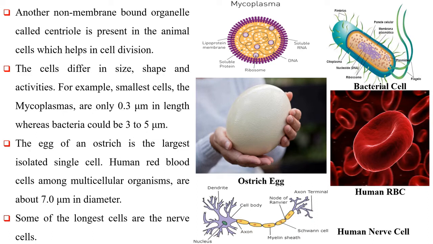The cells differ in size, shape, and activities. For example, smallest cells, the mycoplasmas, are only 0.3 μm in length, whereas bacteria could be 3 to 5 μm. The egg of an ostrich is the largest isolated single cell. Human red blood cells among multicellular organisms are about 7.0 μm in diameter. Some of the longest cells are the nerve cells.